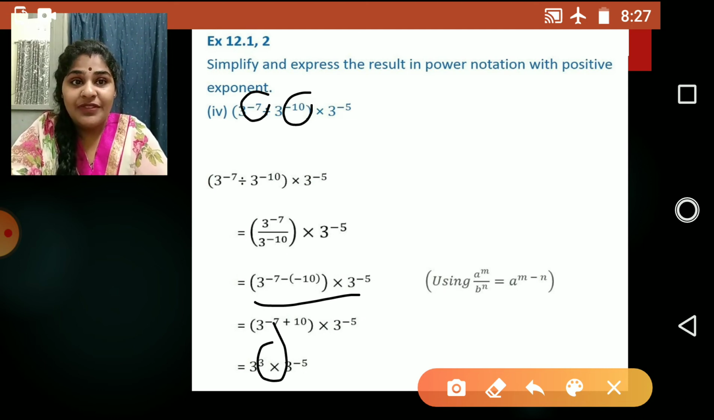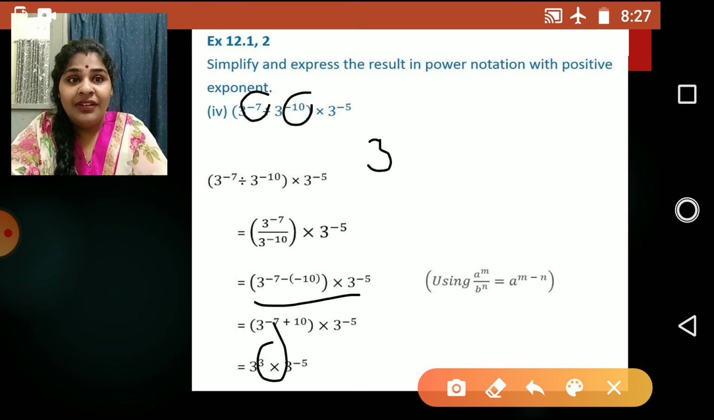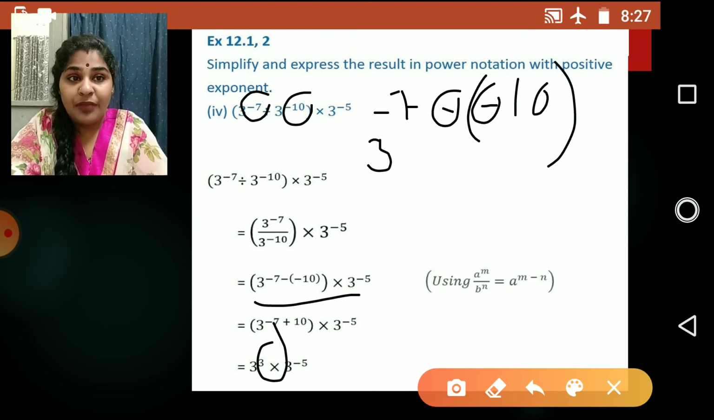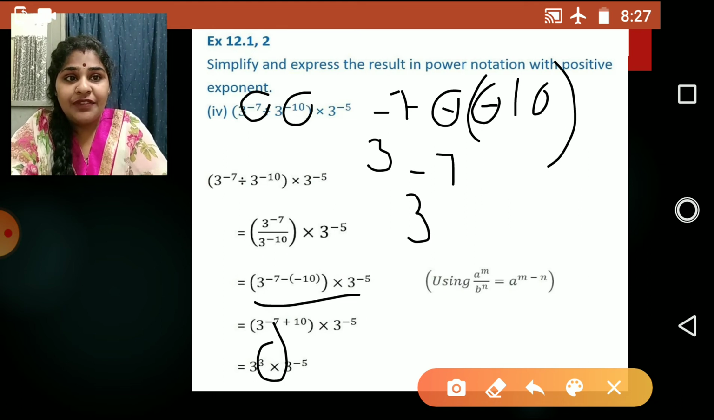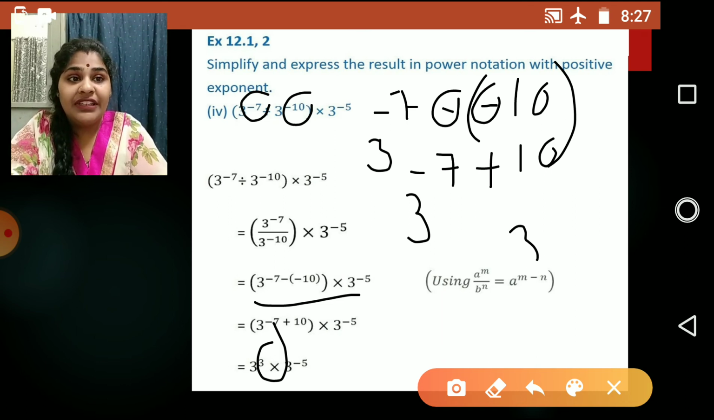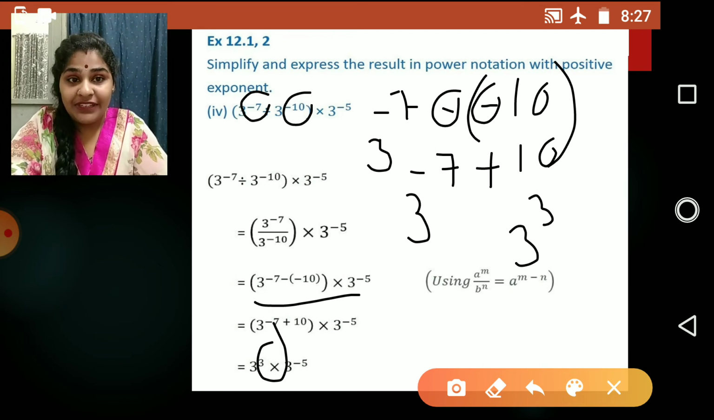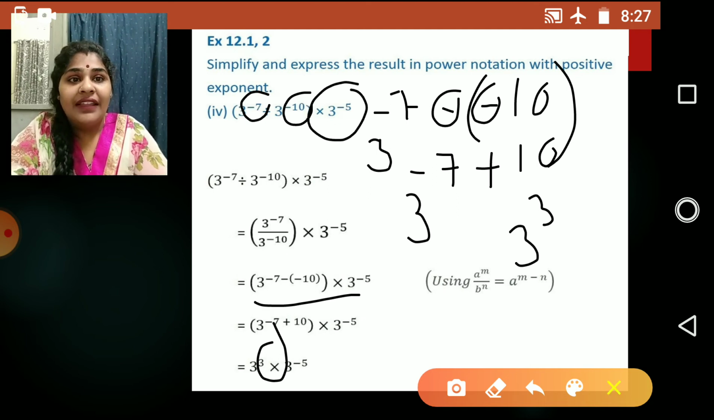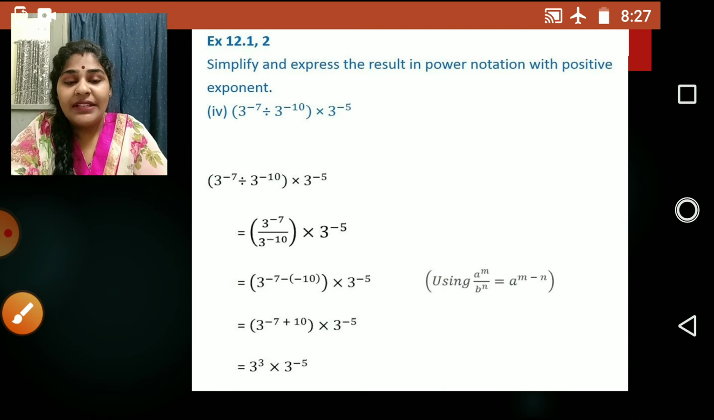Right children? How? See here, 3 raised to negative 7 minus negative 10. So this negative and negative becomes plus. So 3 raised to negative 7 plus 10. So negative 7 plus 10, taking the sign of the bigger number, it will be 3 raised to positive 3, right? So at the end you can see here 3 raised to 3 we got, and this is remaining, that is 3 raised to 3. At the end you can see multiplied by 3 raised to negative 5.